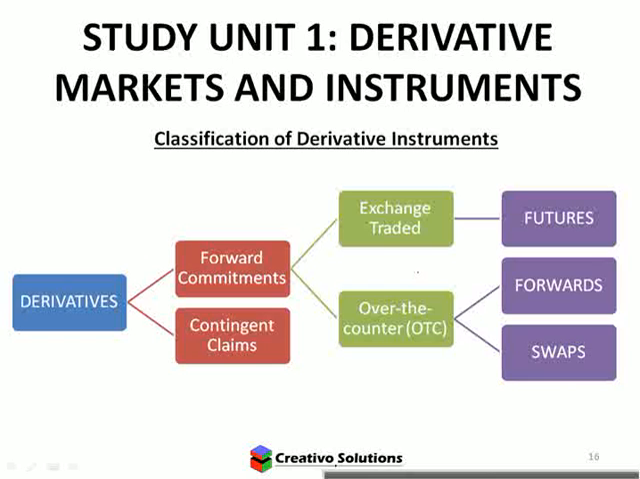Alright, so what does the market look like? This is a table or diagram just to show the different topics we'll cover over the course. Derivatives are broken up into two groups: forward commitments and contingent claims. Those are the two areas. Contingent claims we'll see a bit later. For now, let's focus on this: forward commitments.